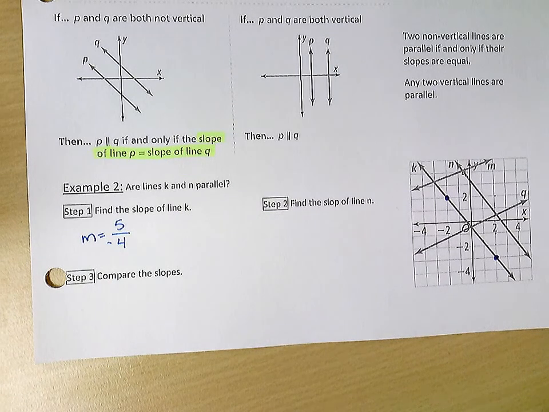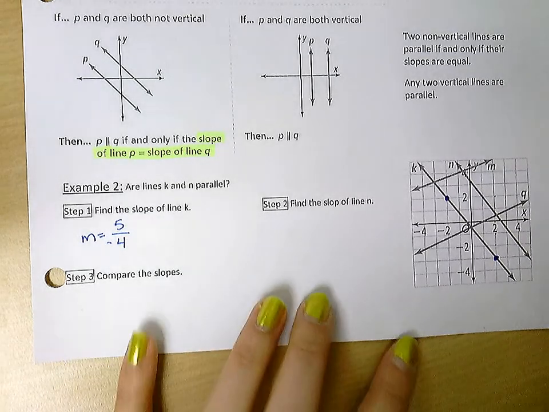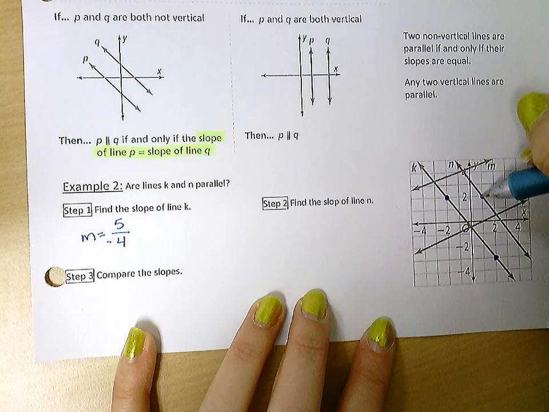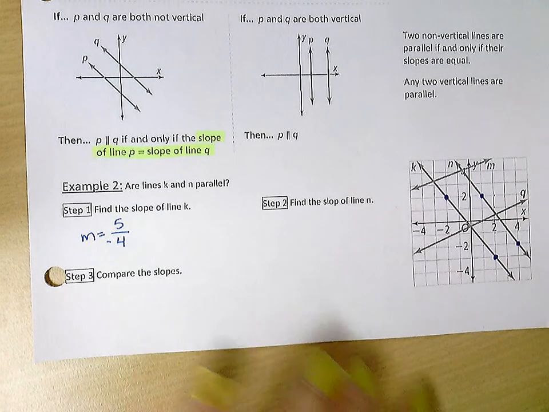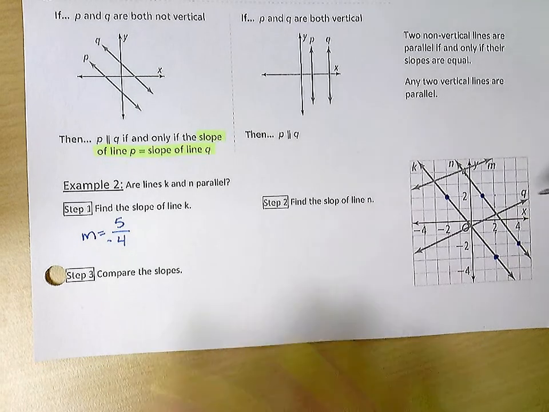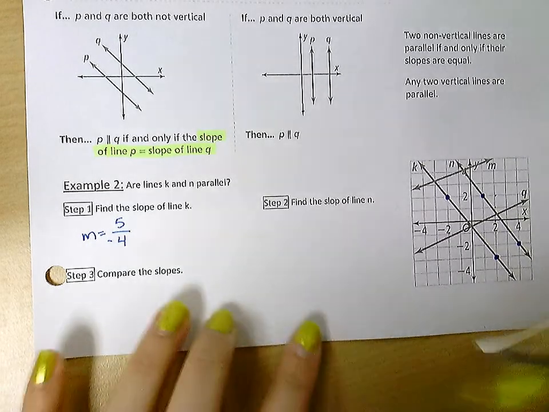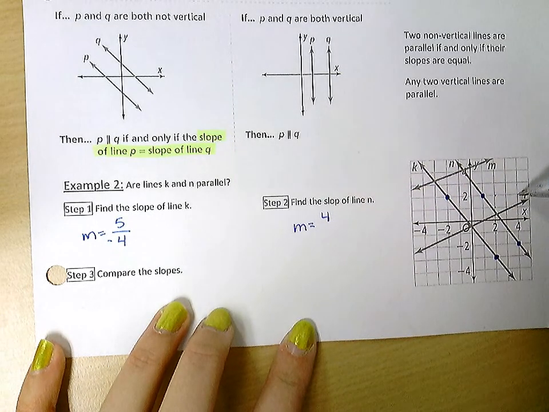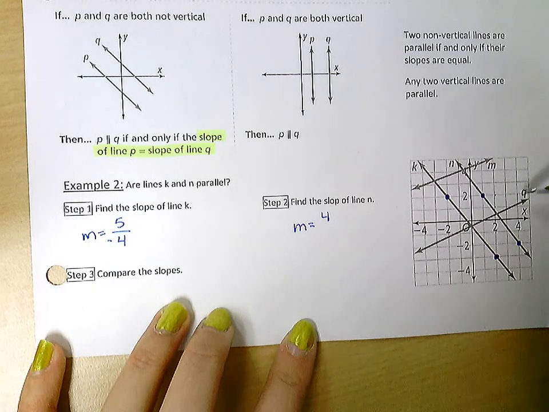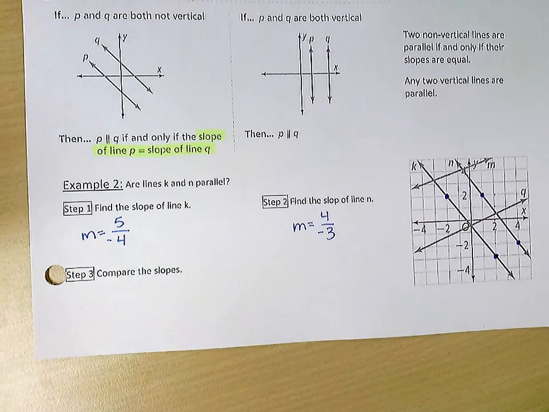Next we want to look at the slope of line N. Line N is right here. Again, we want to find those 2 points. I have a point here, and I have a point here. From those points, we count the rise first, the up and down. So I go up 1, 2, 3, 4. And then I'm going to go left 1, 2, 3. And again, when you go left, that is negative.